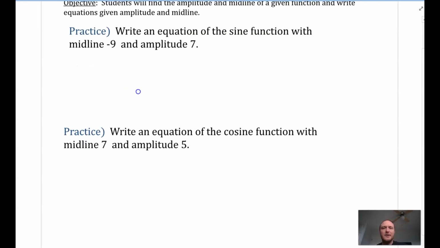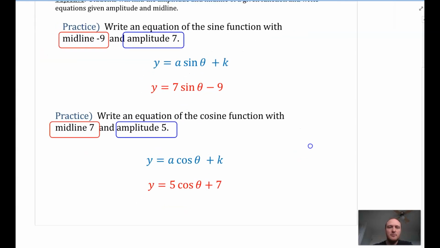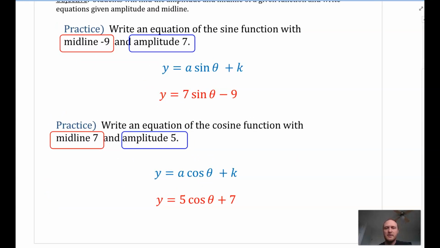Okay, here's another 2 practice problems. Please go ahead and give these a try. All right, hopefully you have tried these. Here is the solution. Okay, and there is the answer.